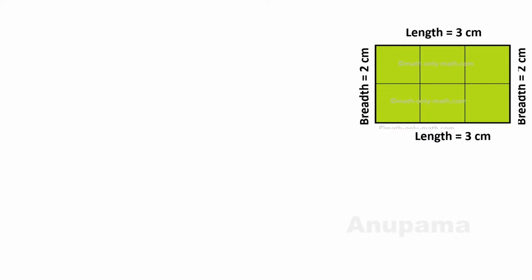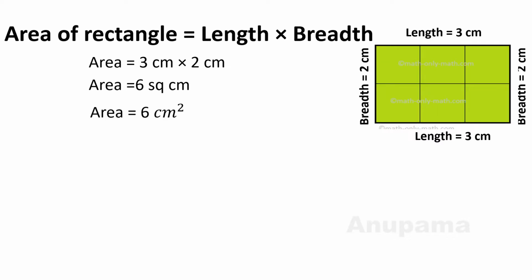Here is a rectangle, and at first we know that we can find out area by counting squares also. So here the number of squares is 6. So we can say 3 centimeter into 2 centimeter, or 6 square centimeters, is the area of this rectangular figure. So what is the formula for that? The formula of area of rectangle equals length into breadth.